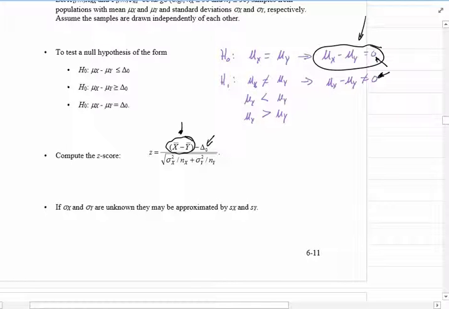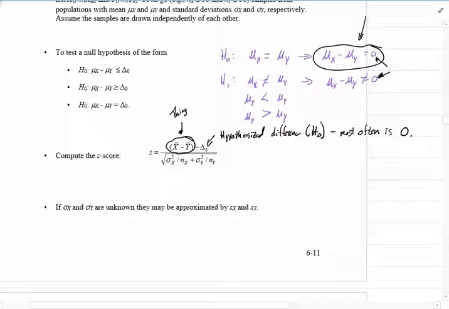That's this hypothesized difference. And it's in your H naught. And most often, it's almost always 0. We're most often interested in 0. Are these different or not?